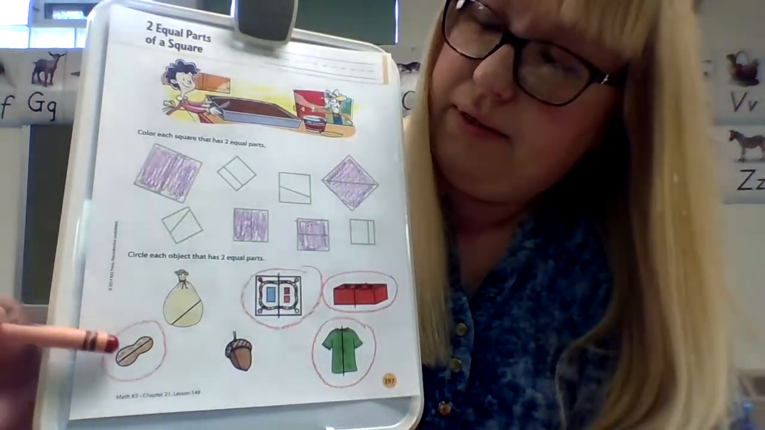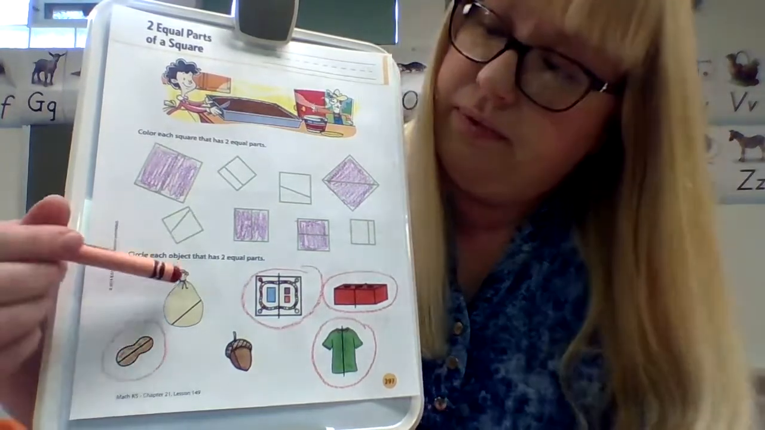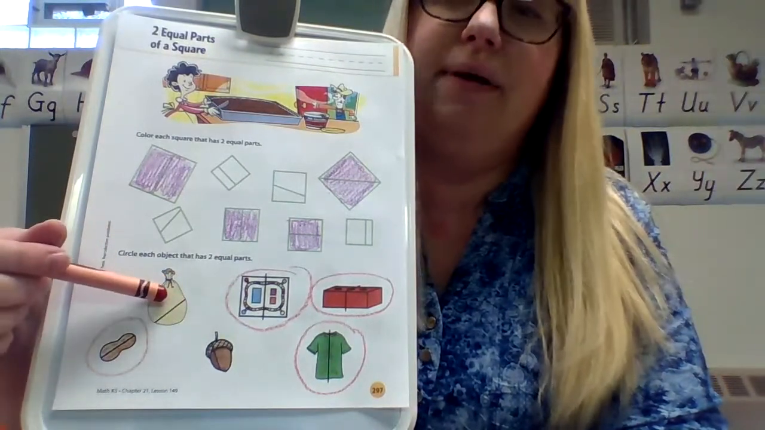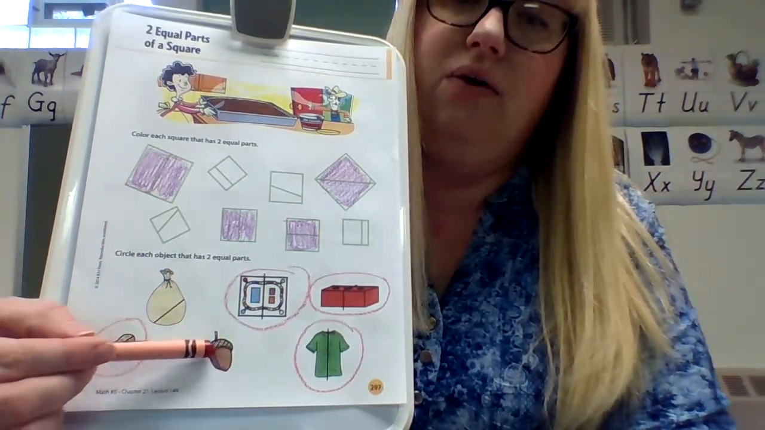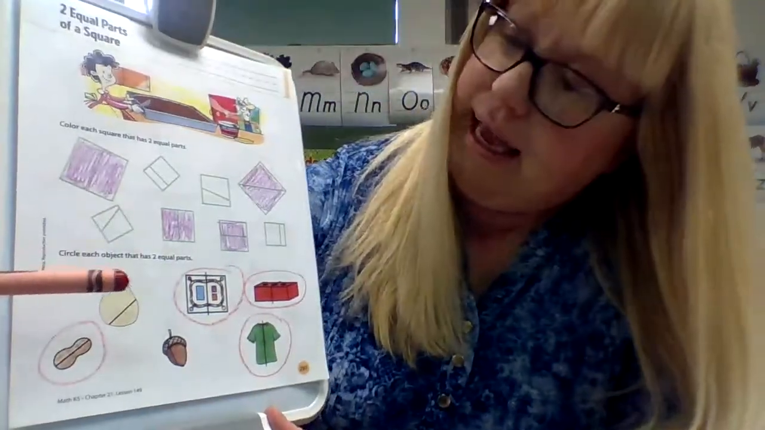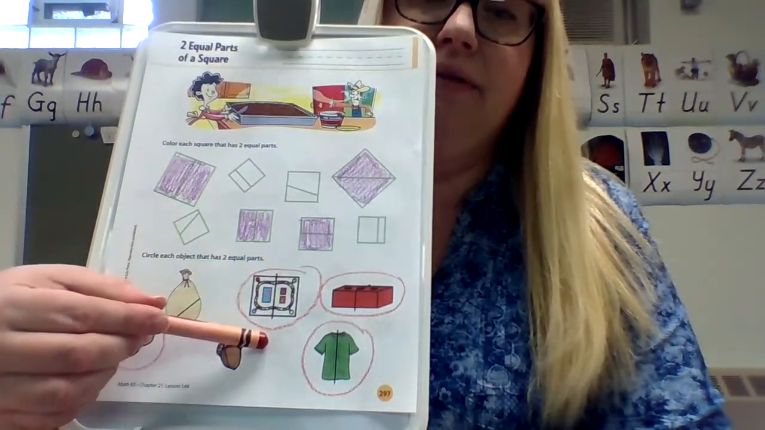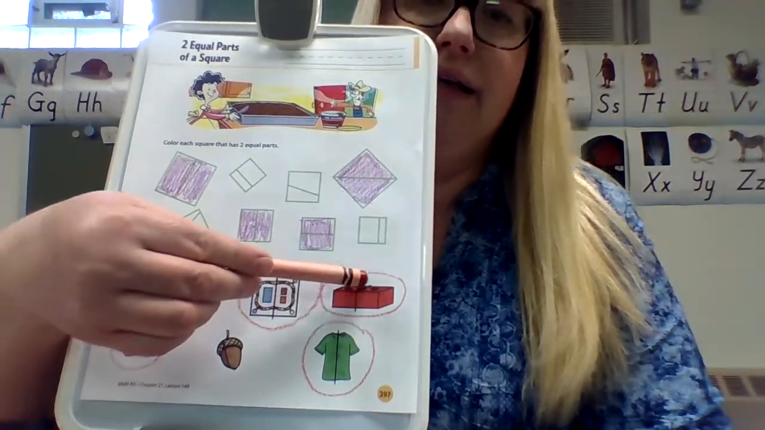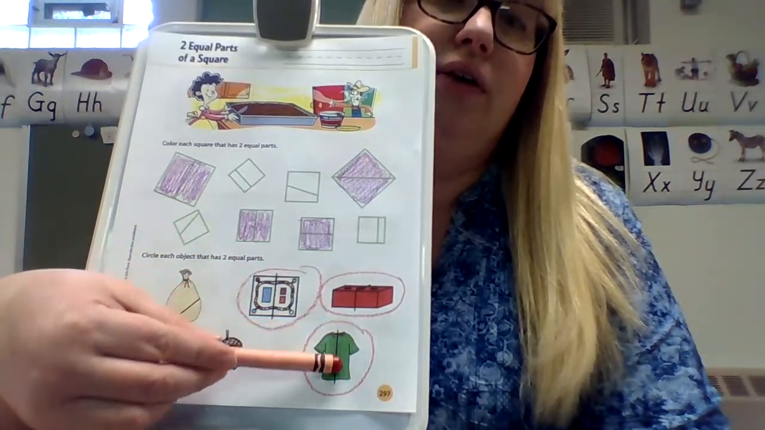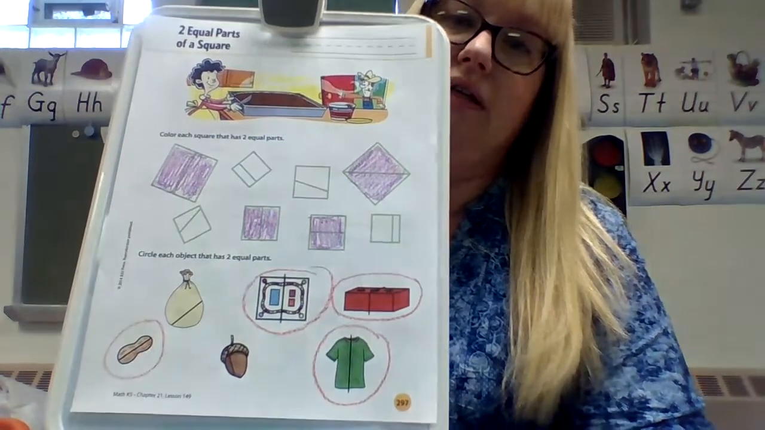Okay, let's start over here. The peanut is divided straight down the middle, so both sides are equal. This bag, this side's smaller, this side's bigger, so you don't circle that. The acorn, we have one little side, one big side. Nope. This looks like a game board. Split down the middle there, they divided it. Next, we have a brick. It's divided right down the middle, 2 equal parts, and a shirt. Down the middle, 2 equal parts. So that's what you should have circled.